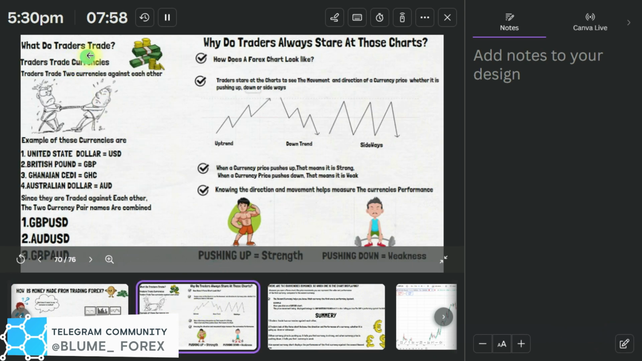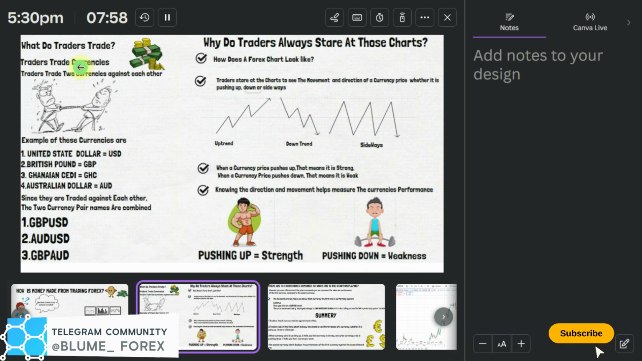Now, what do traders trade? Traders trade currencies. So what forex traders trade is currencies, right? Traders trade two currencies against each other. So what that means is we trade two currencies against each other, two currency pairs against each other. We'll go deep into that, right?